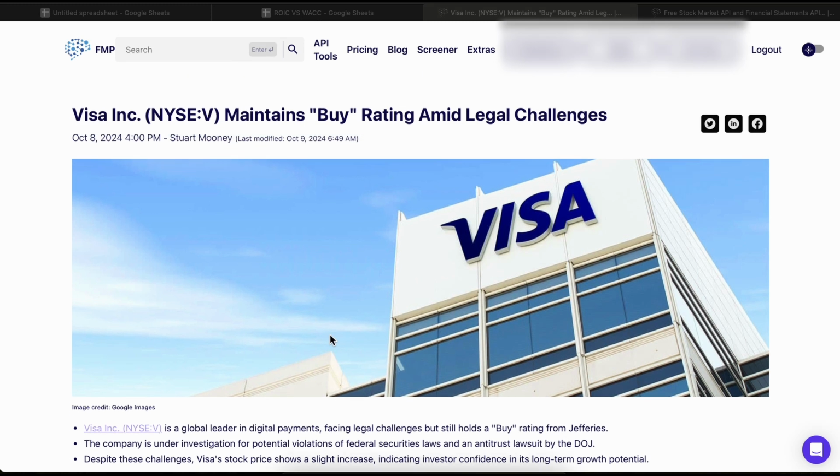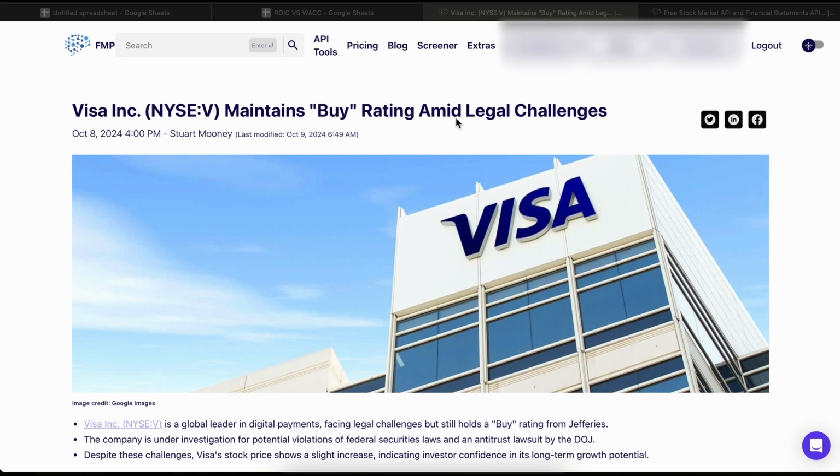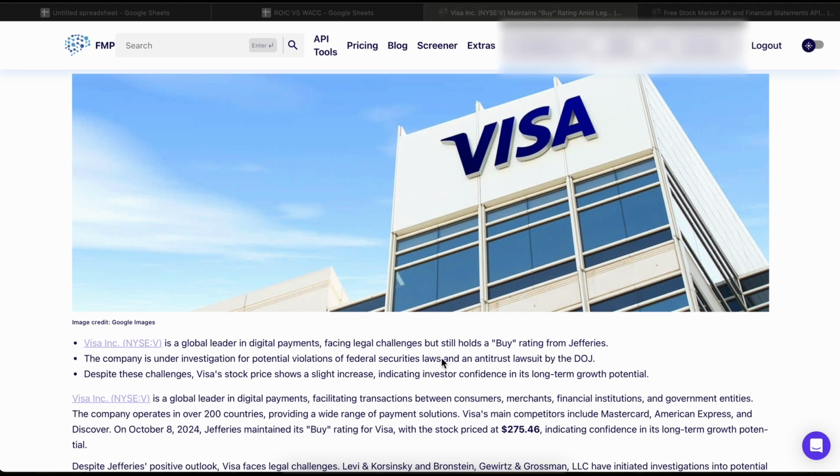Let's say you are reading news and you saw the Visa company in the news. Visa maintains a buy rating, and here you have still holds a buy rating from Jefferies, and you don't know is it worth buying this share now or not. Let's do the fundamental analysis, express fundamental analysis, and then we do the technical analysis and see what could be the selling price of the Visa shares.